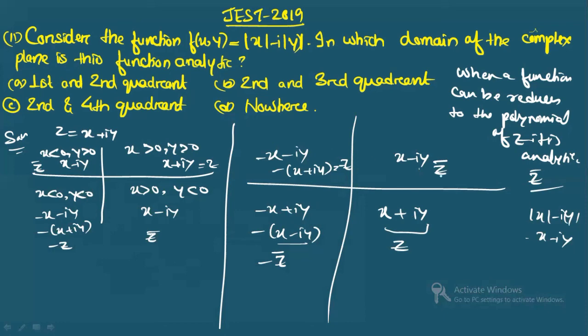So here you see in the first quadrant and in the third quadrant, you have z bar. But in the second and fourth quadrants, you do not have any bar, right? That means you have reduced the function to a polynomial of z. So only in the second and fourth quadrants is the function analytic. Okay, so the correct answer is option C. Clear?